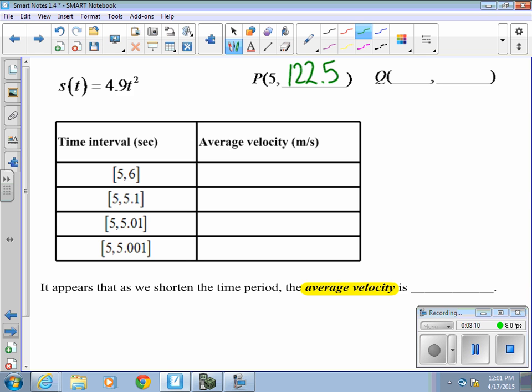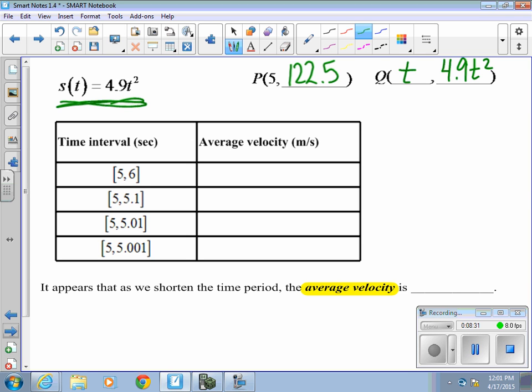Now our second point is our generic point. We don't know where it is. We're going to make it close to 5, but not on top of 5. So we're just going to call it t, and the y is going to be 4.9t squared, because if I plug t into s(t), I would get 4.9t squared. It's our generic formula that's on the curve.